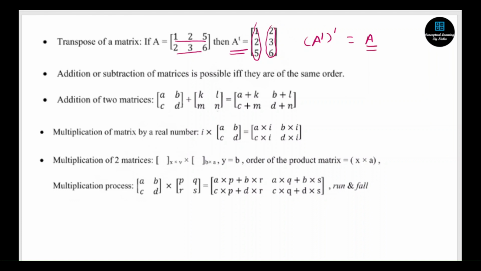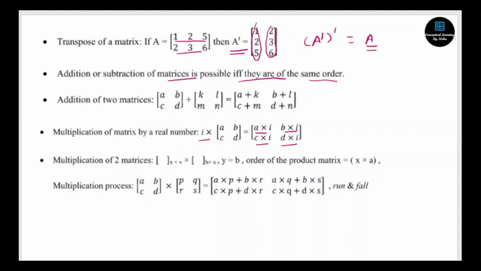Addition or subtraction of matrices is possible only when they are of the same order. Remember this. Otherwise you cannot add or subtract the matrices if the order is different. Multiplication with a real number: when you multiply any matrix with a real number, you have to multiply each element with that real number.